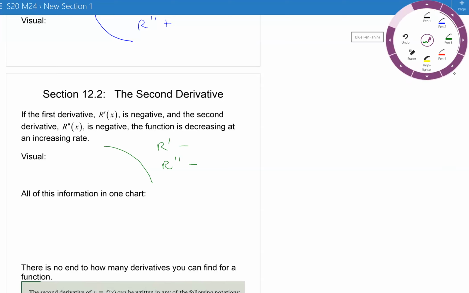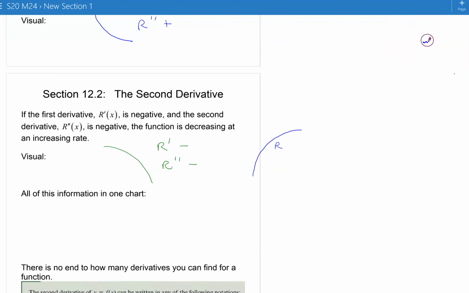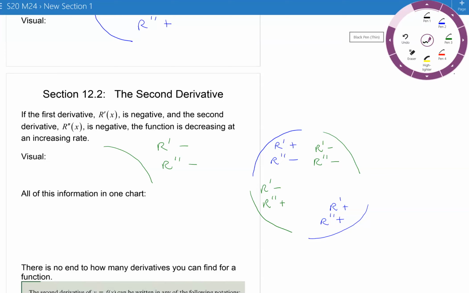So let's put all of this information on one chart. Here is what the function looks like if R prime is positive and R double prime is negative. Then here we have R prime is positive and R double prime is positive. Then we have R prime is negative and R double prime negative, and R prime negative and R double prime positive. So those are the only four combinations. If you have two things and they each have two possible states, that gives you a total of 4 different combinations. So every graph is some combination of these 4 pieces.